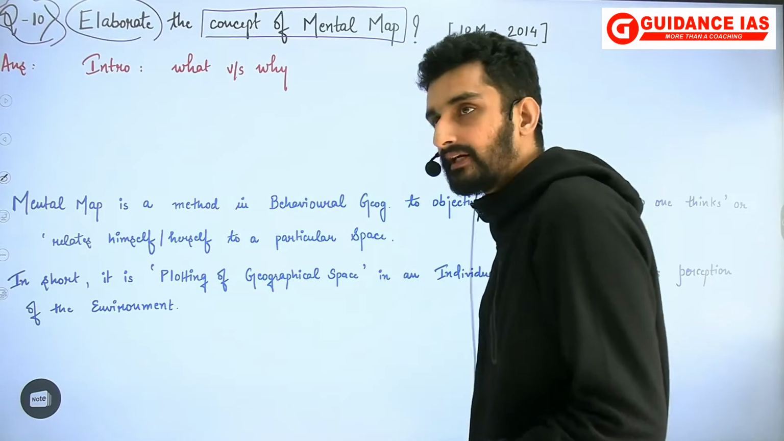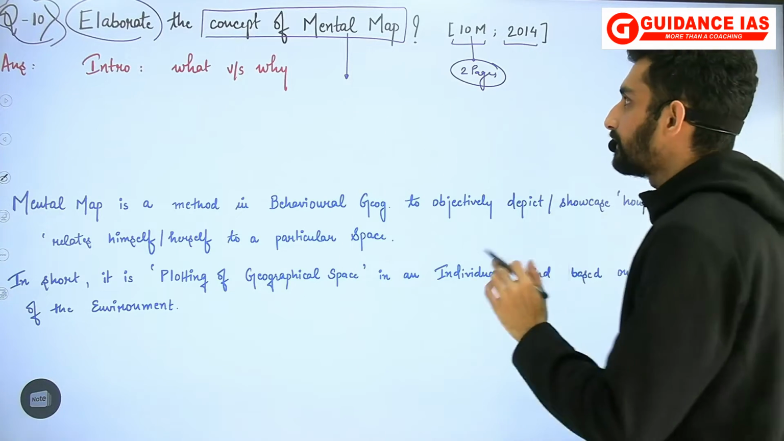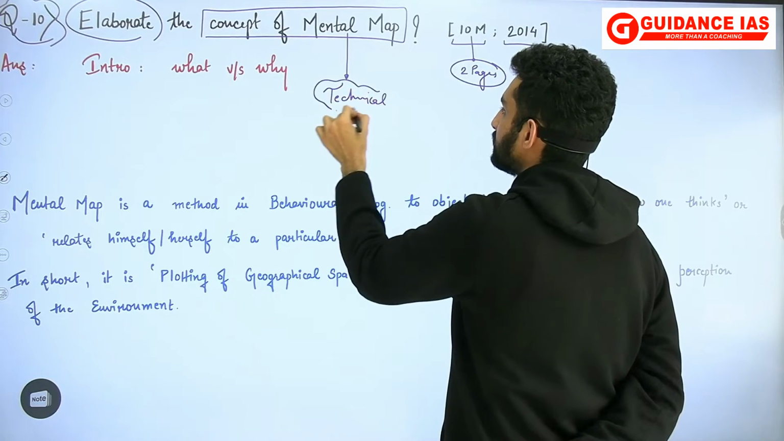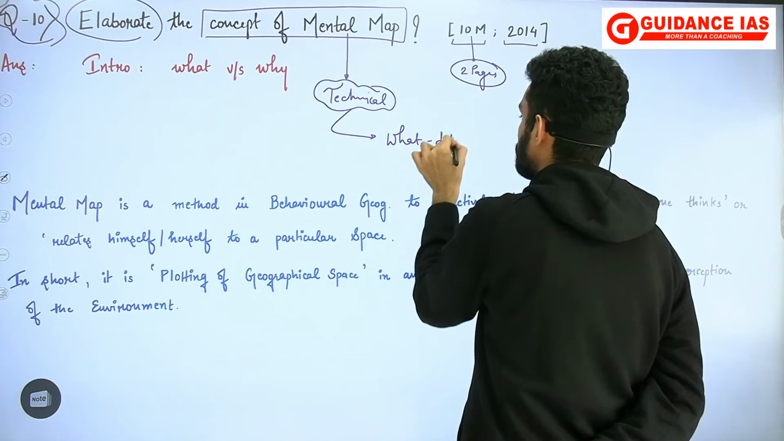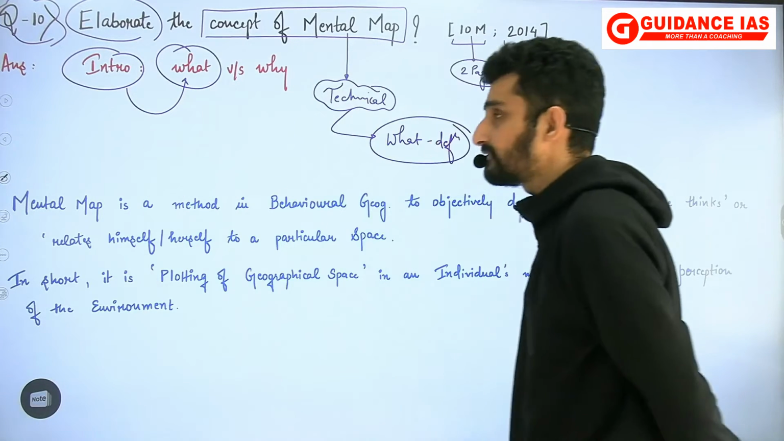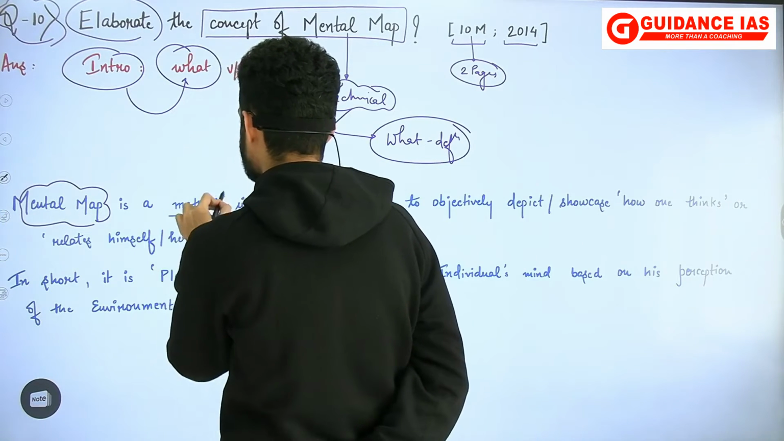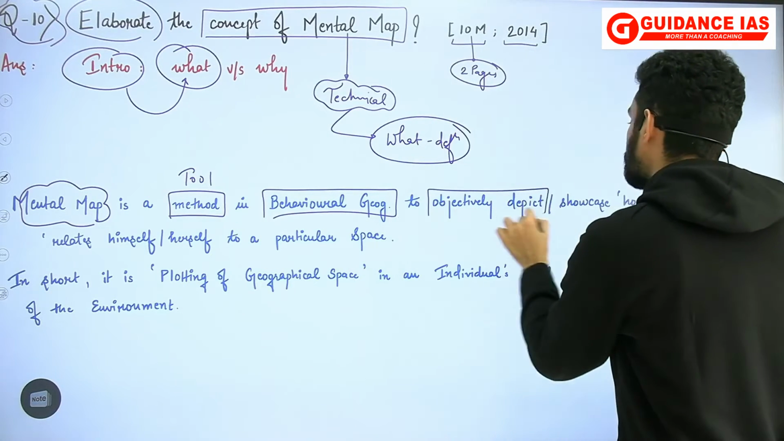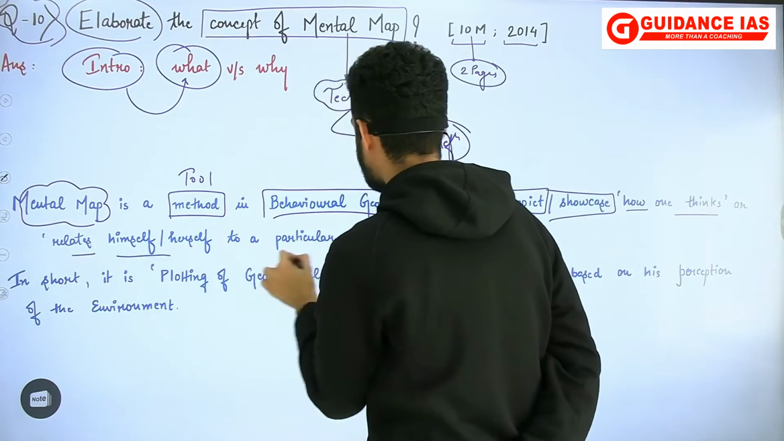So again, we know that whenever there is a technical concept involved, in our case it is mental mapping. So what it is, a technical keyword, and if a keyword is technical, what we will be doing is we will be writing the what or the definition of that particular thing. So we will start our introduction with what kind of introduction, and under this what kind of introduction we will be looking that mental map is a method, or we can say a tool in behavioral geography to objectively depict or showcase how one thinks or relates himself or herself to a particular space.